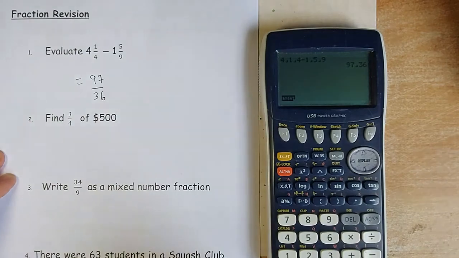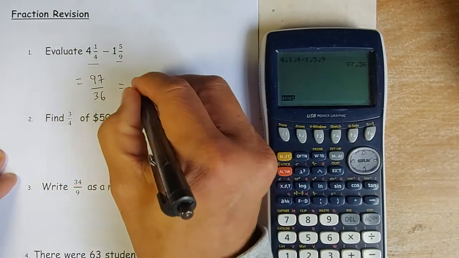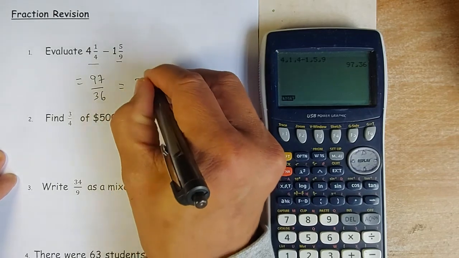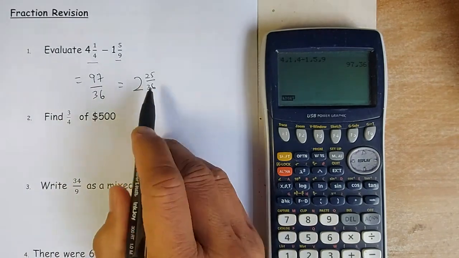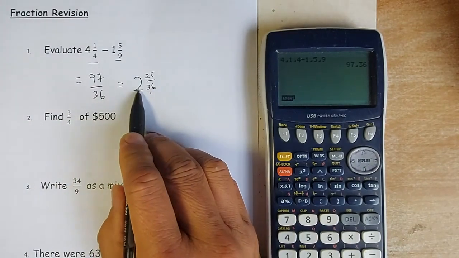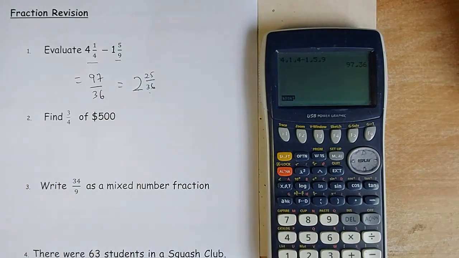97/36. But because the question is a mixed number, you have to change it to a mixed number. So it's going to be 2 25/36. How you get it: 36 times 2 is 72, and 72 plus 25 is going to be 97. So that's how you get the first one. That's 1 mark in the exam.